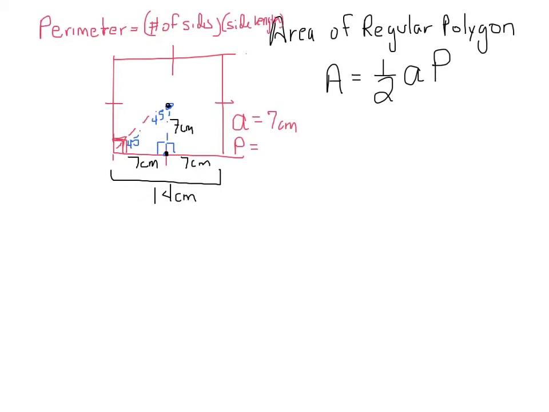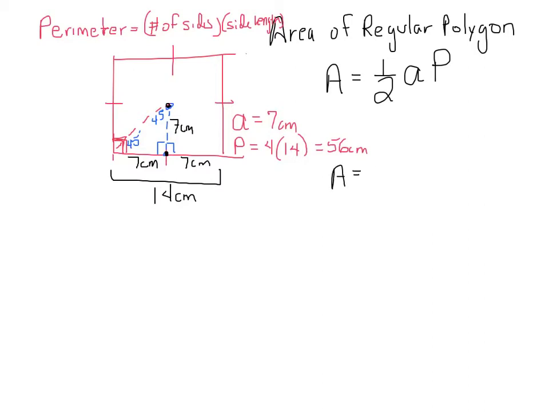Okay? So this is a square. So the square is 4 times the side length. The side length is 14, because 7 plus 7 is 14. So it's 4 sides times 14. That is 56. So it's 56 centimeters. Now that you have the 2 pieces of information, go back and plug it into the formula.